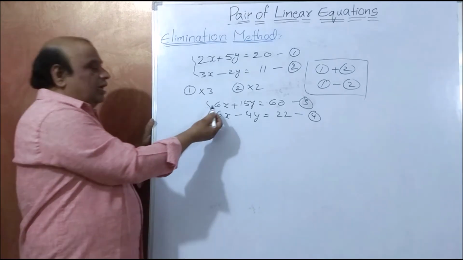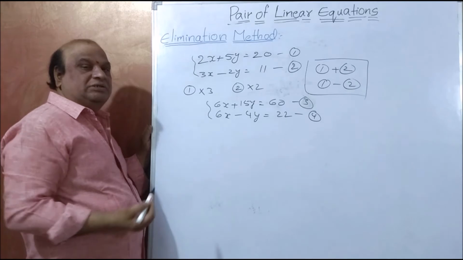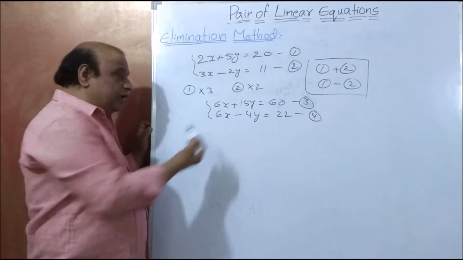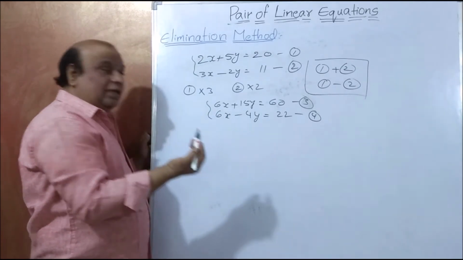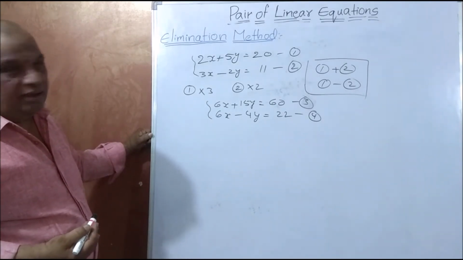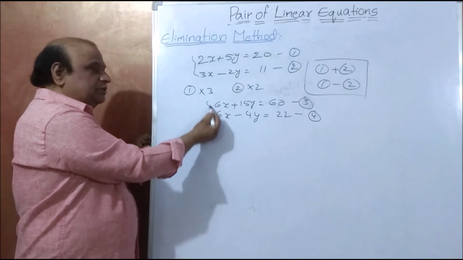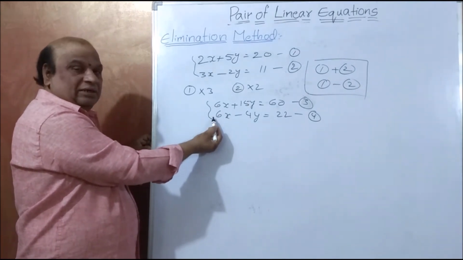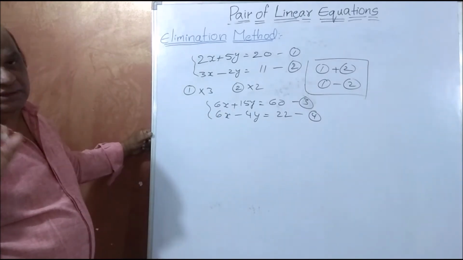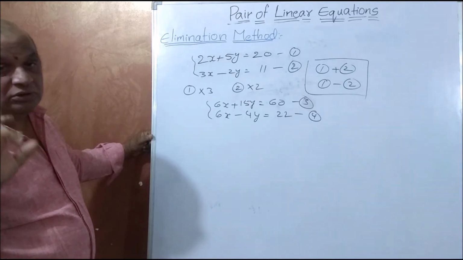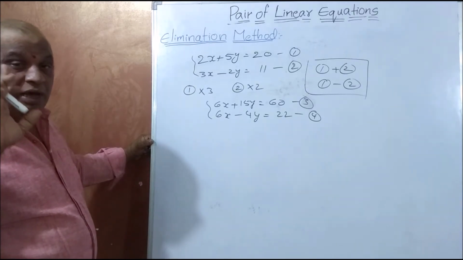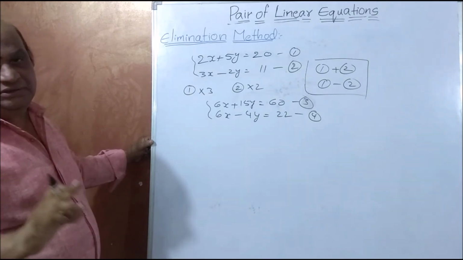When we equate the coefficients, what do we have to do? Whether plus or minus, we can cancel these terms, by adding or by subtracting. Both are the same symbols, plus plus, both are plus. If both are plus, you have to subtract, remember this.